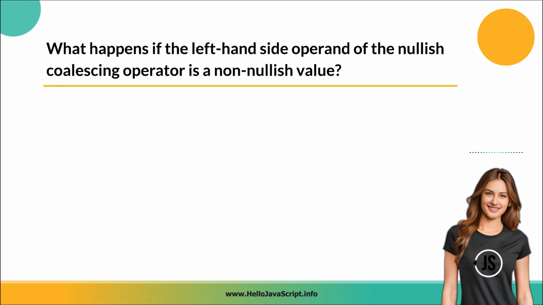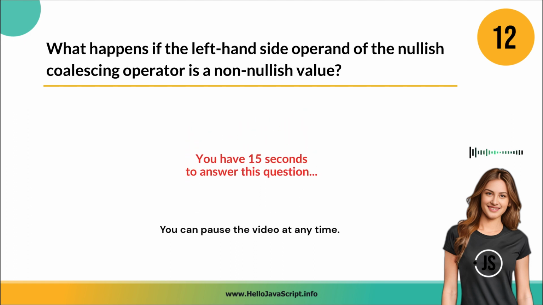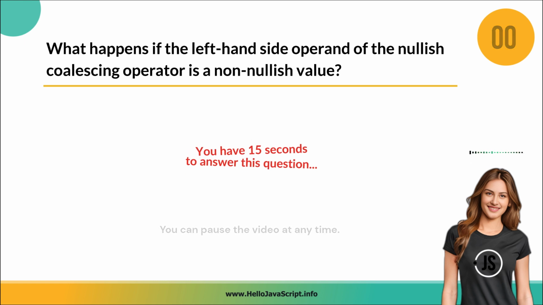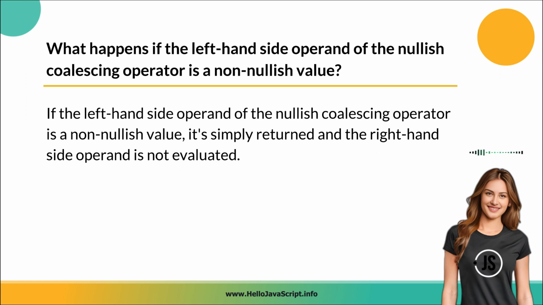Let's look at the next question. What happens if the left-hand side operand of the nullish coalescing operator is a non-nullish value? Here is the correct answer to this question. If the left-hand side operand of the nullish coalescing operator is a non-nullish value, it's simply returned and the right-hand side operand is not evaluated.